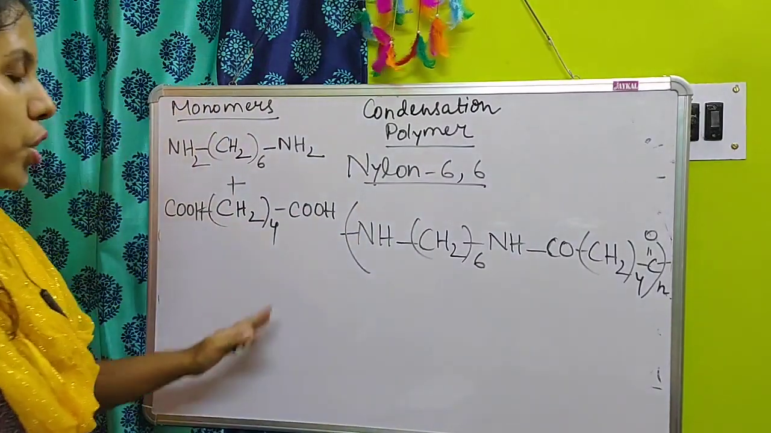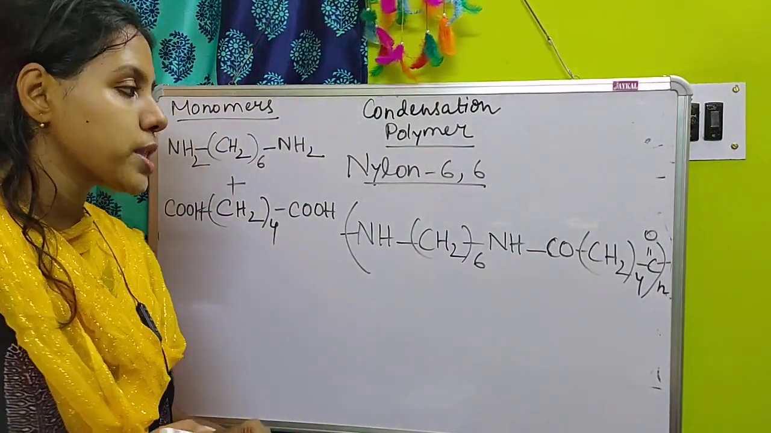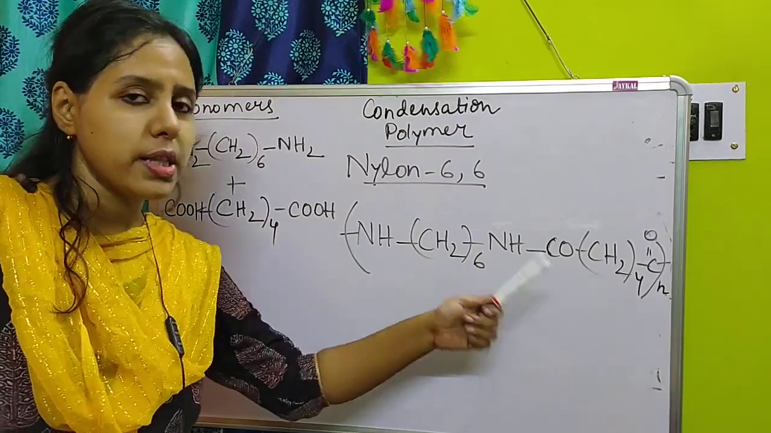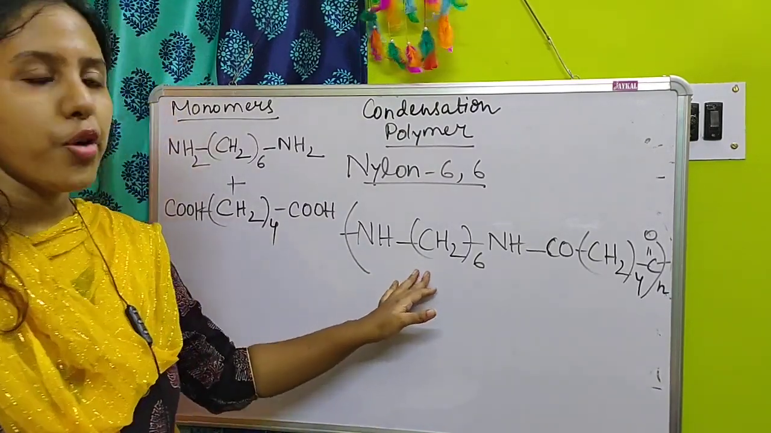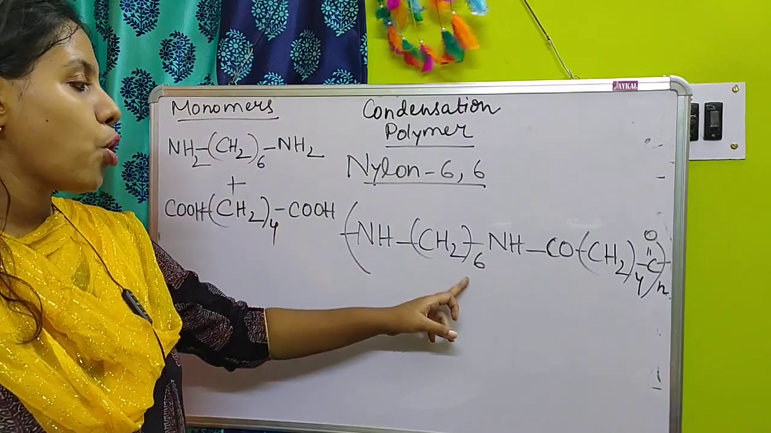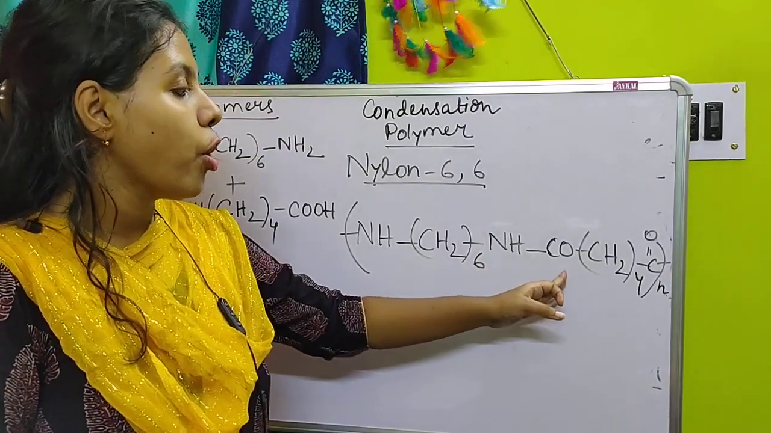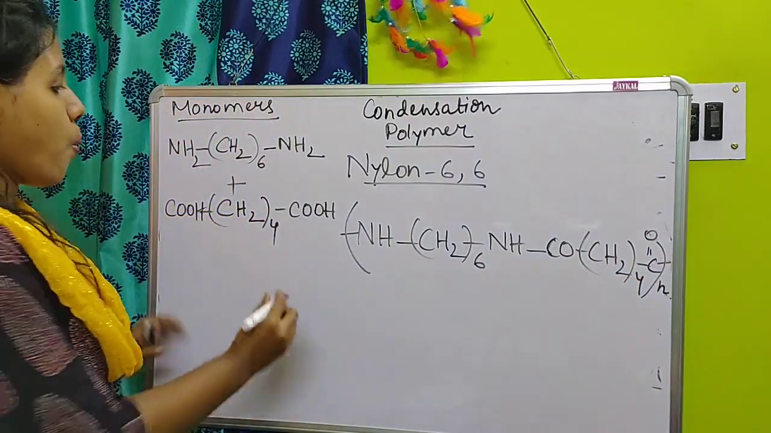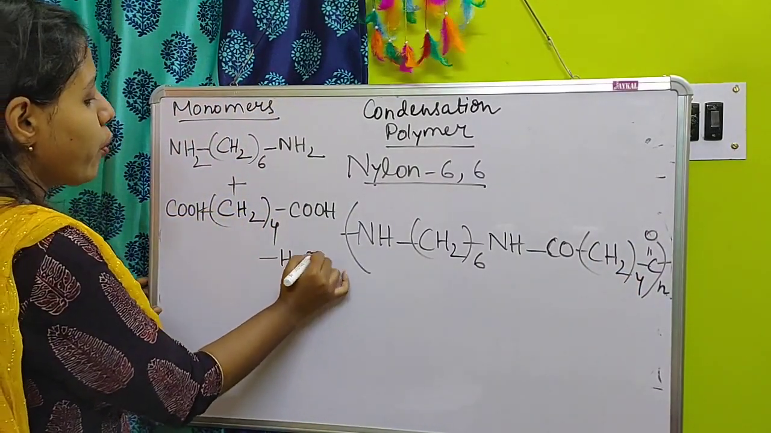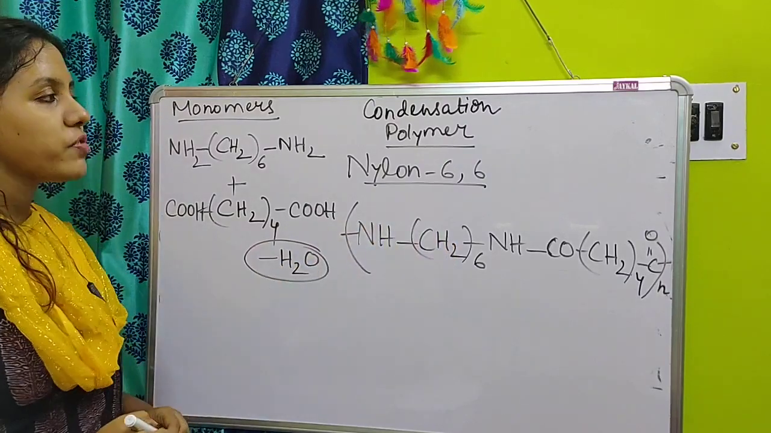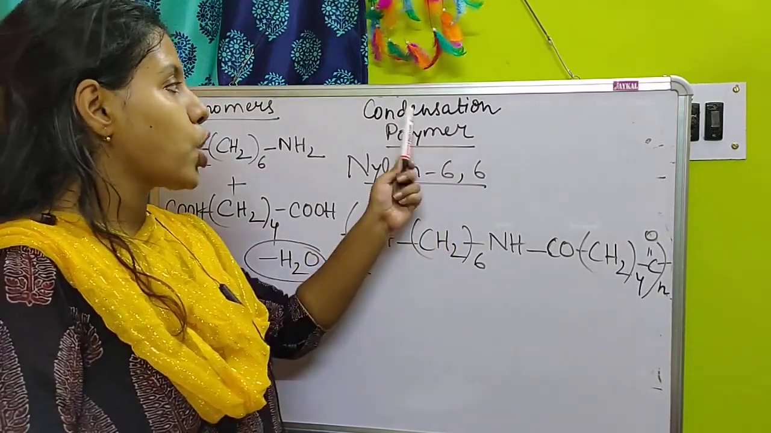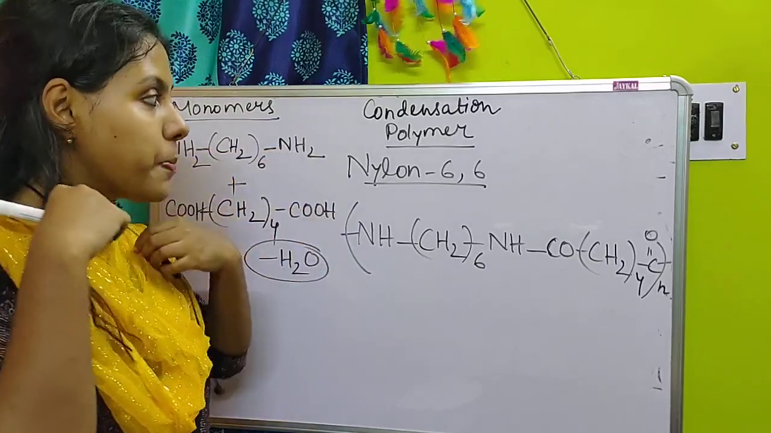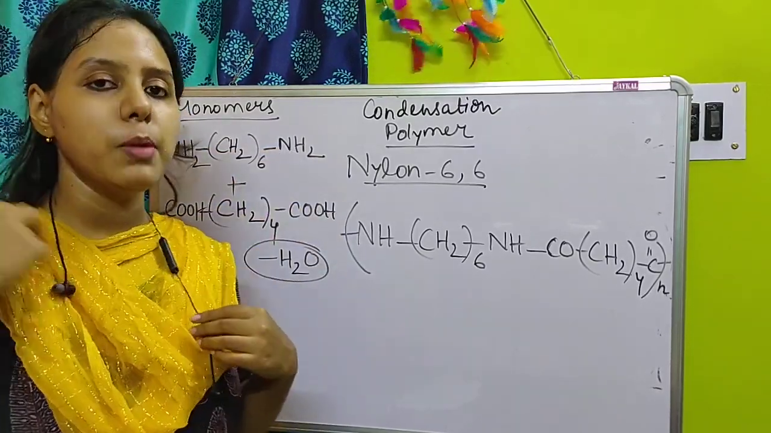So you could note it down in your copy also, because in your PDF notes I have not written this structure, so just write it down from here: NH (CH2)6 NH single bond CO (CH2)4 CO, n. So one H2O molecule will be removed for the formation of this compound. That's why it is called condensation. Condensation means the compounds which are obtained by elimination of a simple molecule.